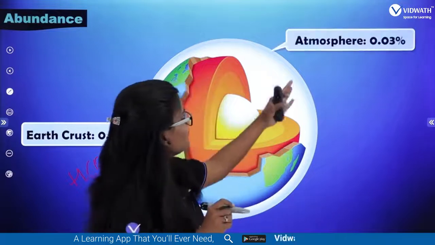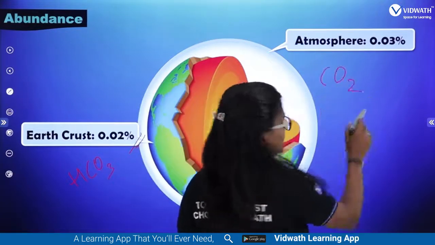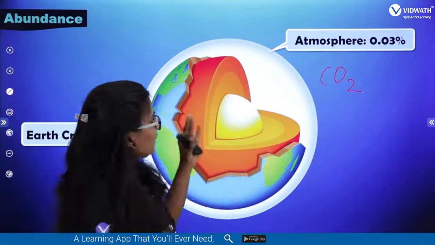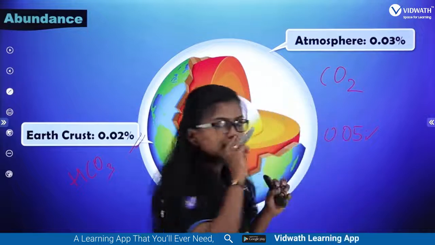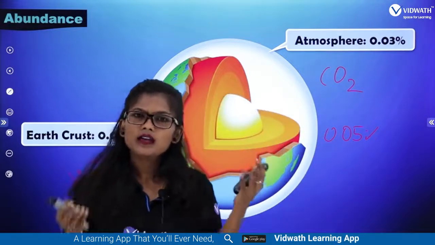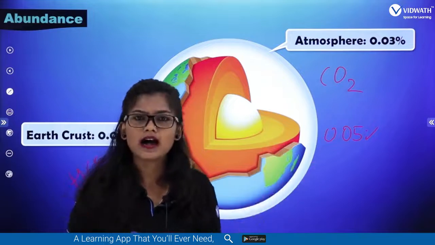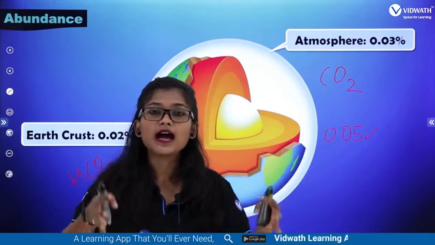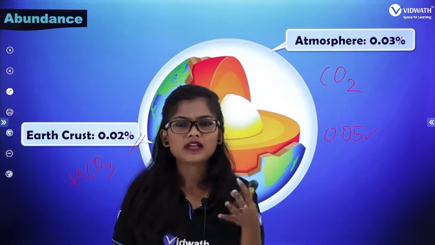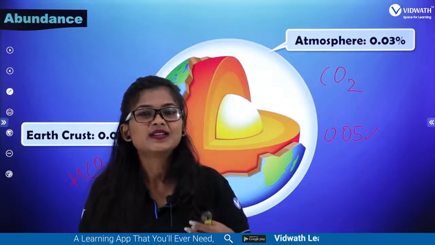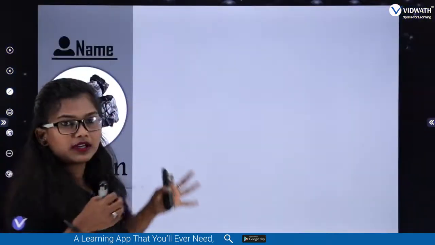Coming to the atmosphere, we have around 0.03% in the form of carbon dioxide. Clear? So totally we have 0.05% of carbon in the environment. Only this much, just 0.05% of carbon. From that, we have more than 1 million carbon compounds. How is it possible? Isn't it very interesting? So let's discuss a few properties of carbon.